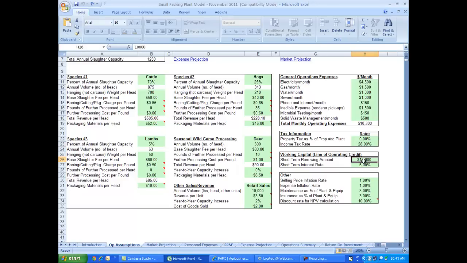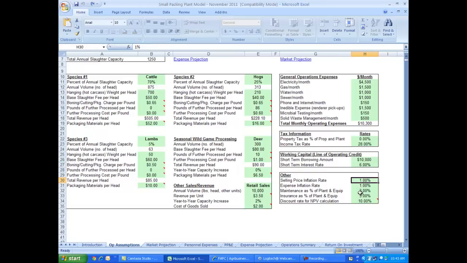This line of operating credit relates to short-term borrowing. So just in the course of a year, if there's a time of year when things are a little slow and you have to borrow a little money and you pay it back later in the year when business picks back up, that's what this is intended to be. So it's short-term borrowing, an estimated amount, and an interest rate for that.